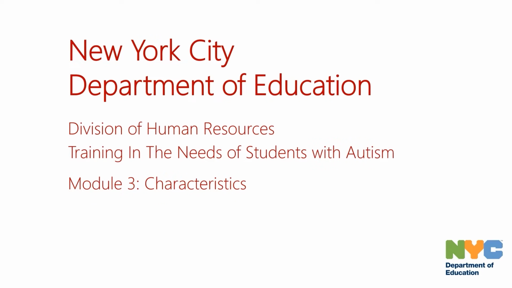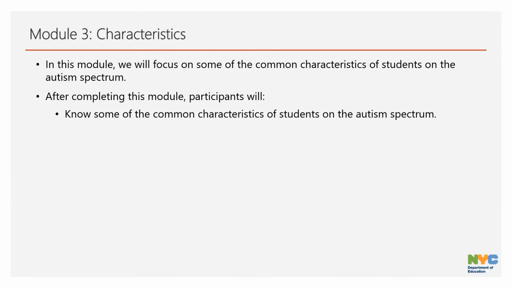The New York City Department of Education Division of Human Resources Training in the Needs of Students with Autism. Module 3, Characteristics. In this module, we will focus on some of the common characteristics of students on the autism spectrum. After completing this module, participants will know some of the common characteristics of students on the autism spectrum.